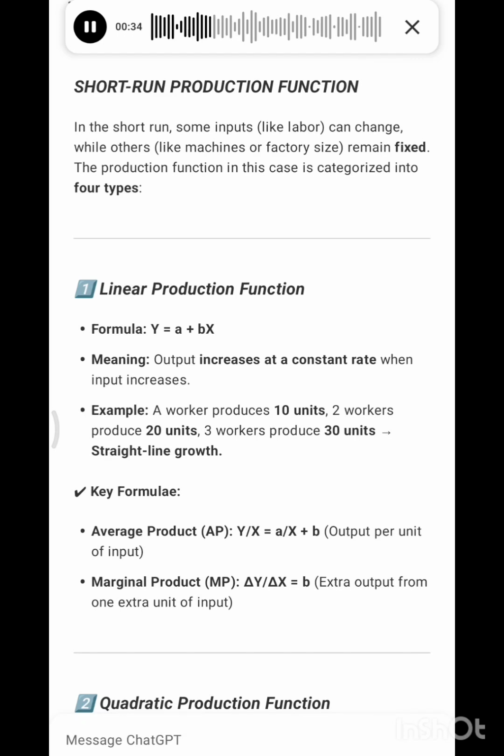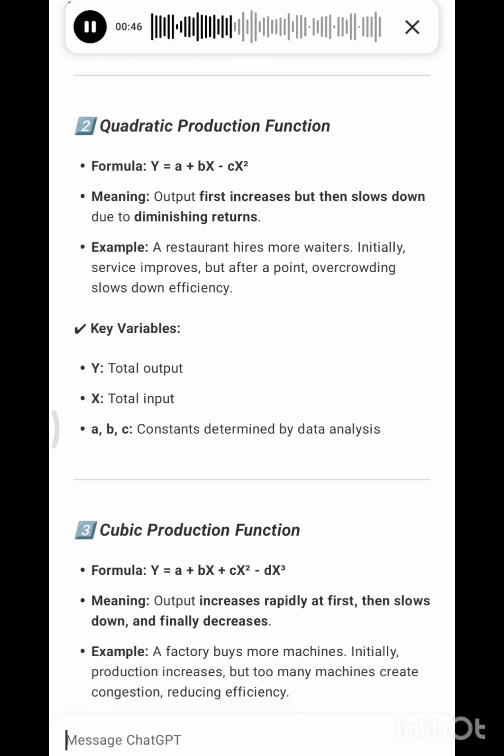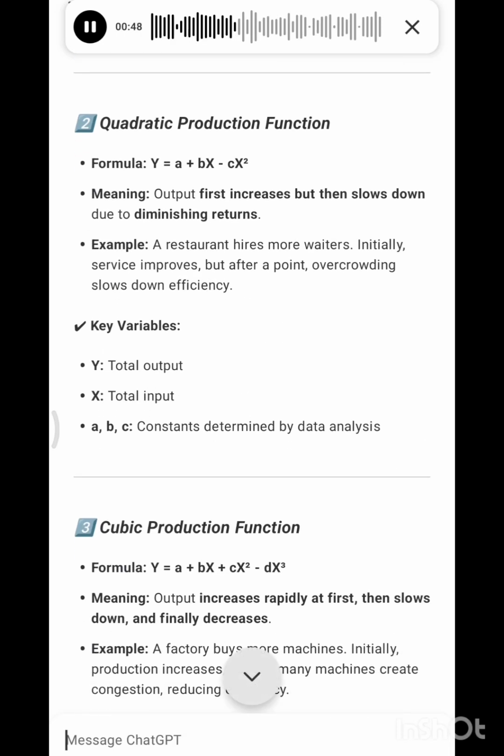Key formulae. Average product, AP, y by x equals a by x plus b, output per unit of input. Marginal product, MP, delta y by delta x equals b, extra output from one extra unit of input. 2. Quadratic production function. Formula, y equals a plus bx minus cx squared. Meaning output first increases but then slows down due to diminishing returns.